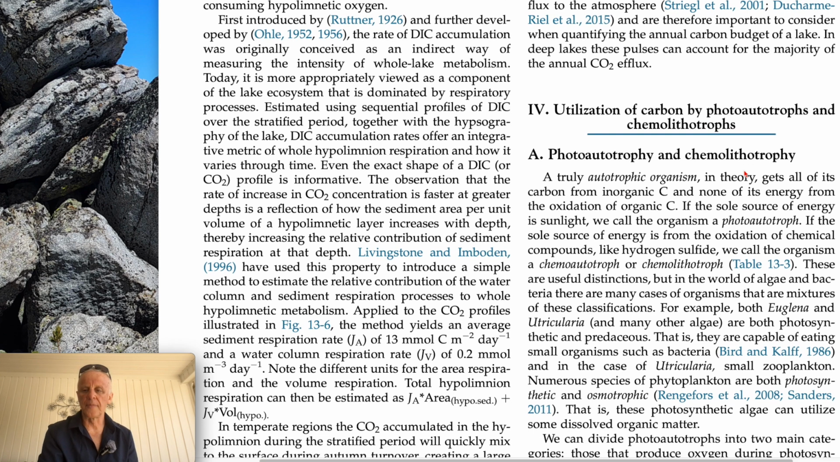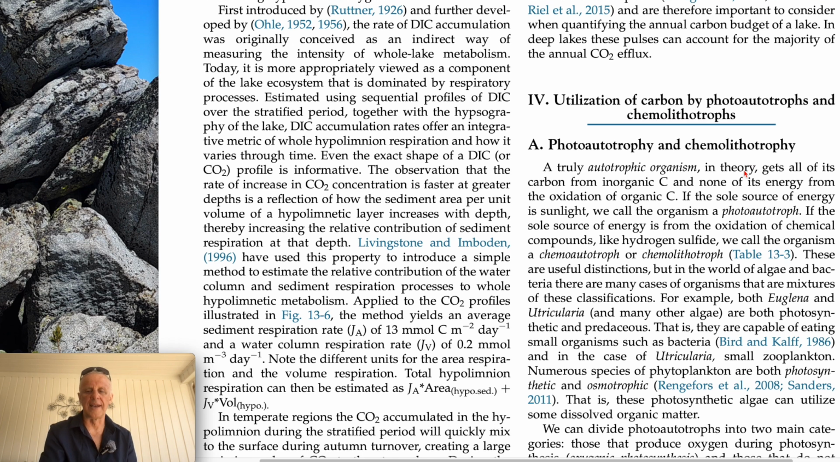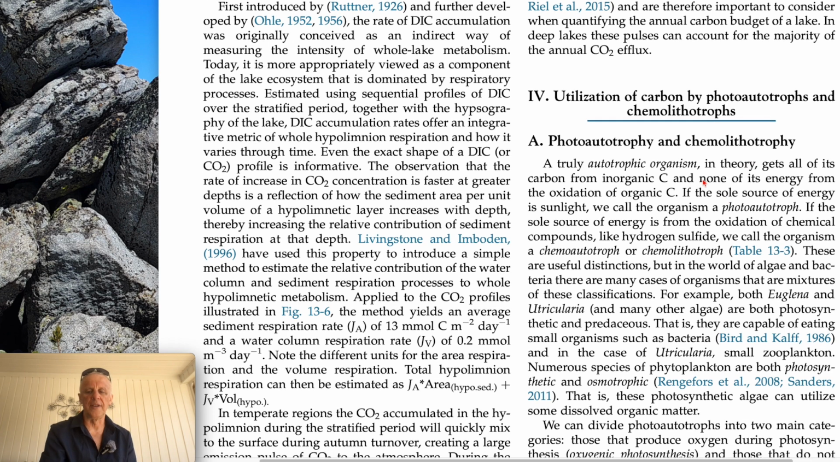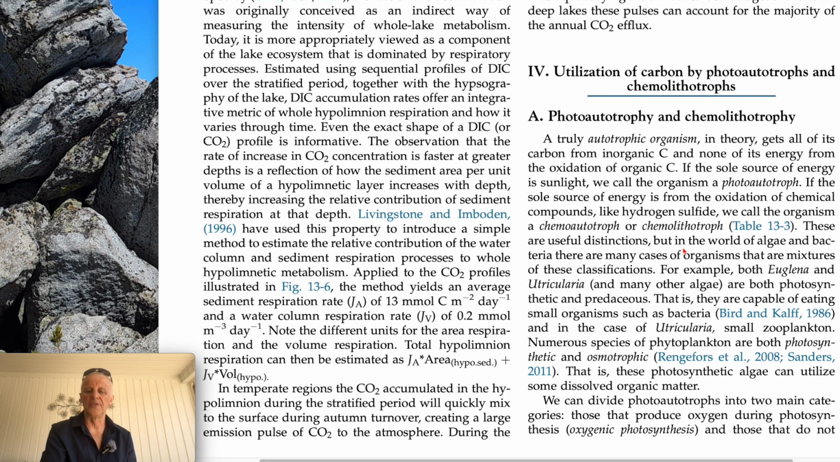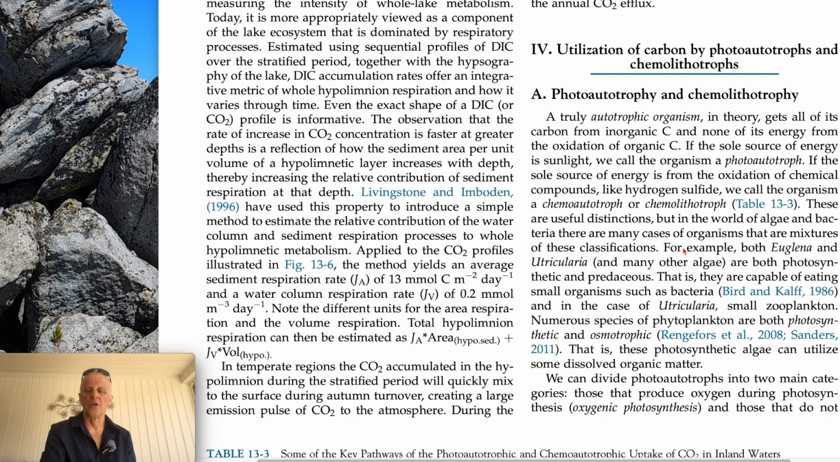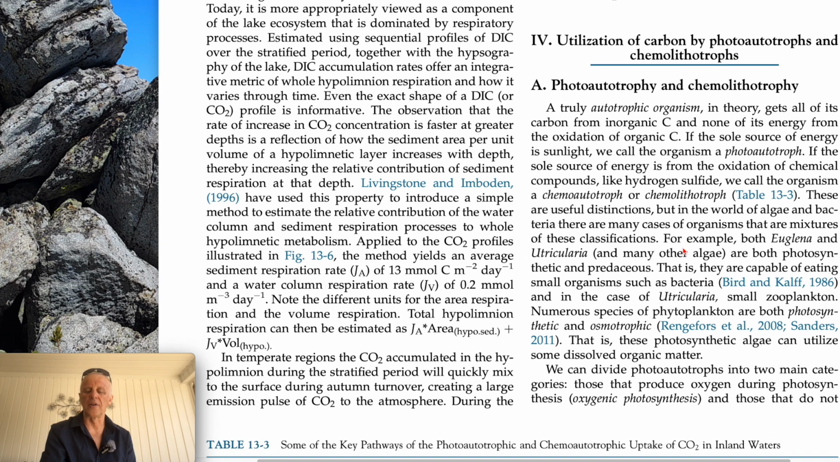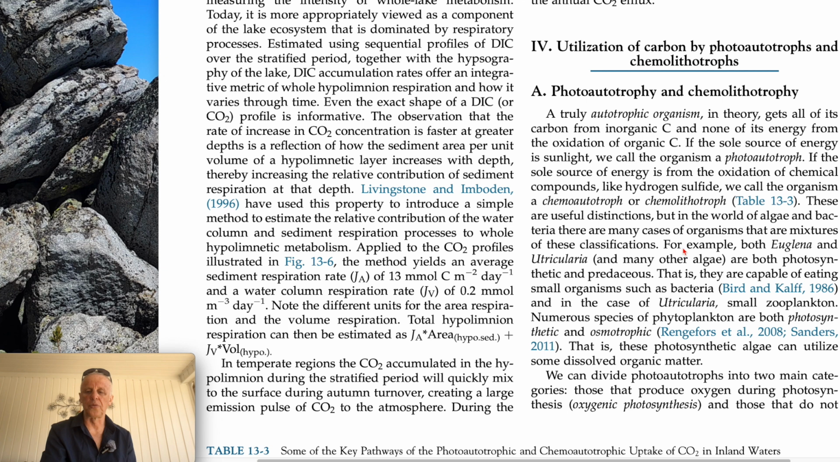Utilization of carbon by photoautotrophs and chemolithotrophs. Photoautotrophy and chemolithotrophy. A truly autotrophic organism, in theory, gets all of its carbon from inorganic carbon and none of its energy from the oxidation of organic carbon. If the sole source of energy is sunlight, we call the organism a photoautotroph. If the sole source of energy is from the oxidation of chemical compounds like hydrogen sulfide, we call the organism a chemoautotroph or a chemolithotroph.